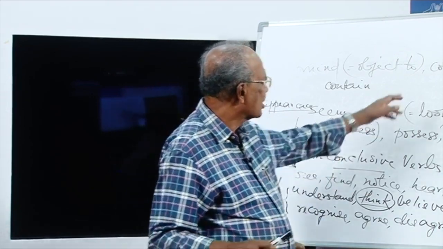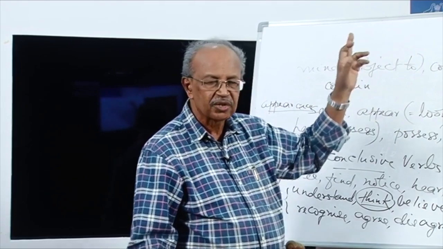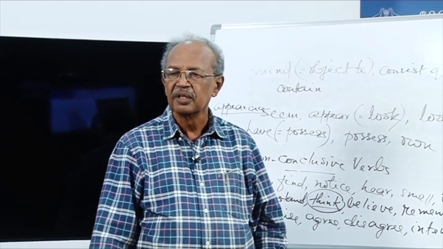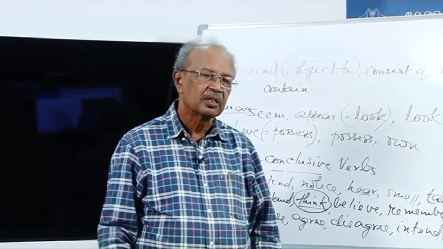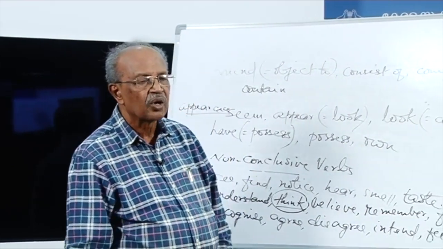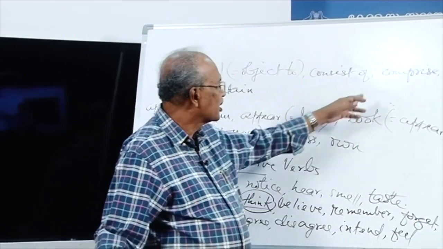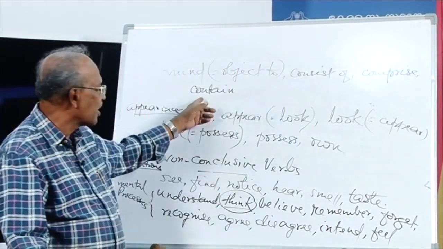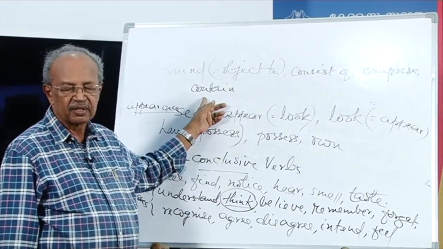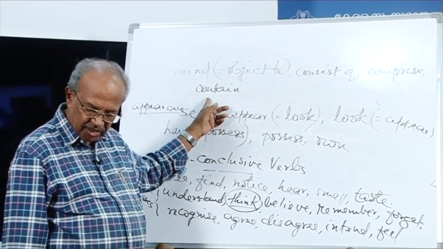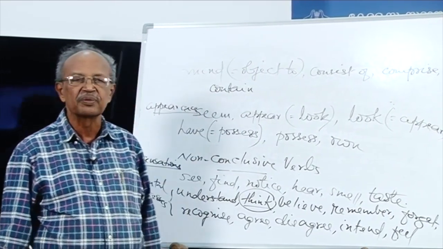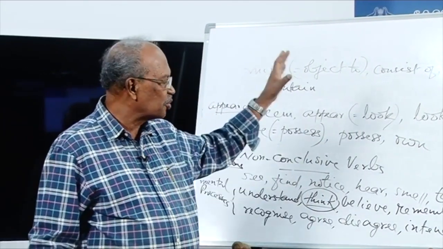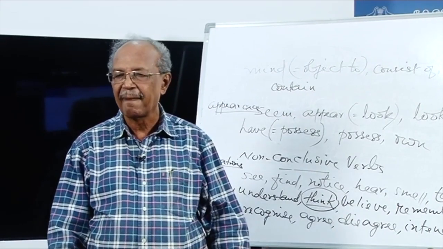Then consists of. Water consists of oxygen and hydrogen. Don't say "water is consisting of." Carbon monoxide consists of carbon and oxygen, CO. Then comprise, same meaning as consists of. Then contain: the box contains clothes. The box contains, not "the box is containing." So, don't use them in the continuous tense.